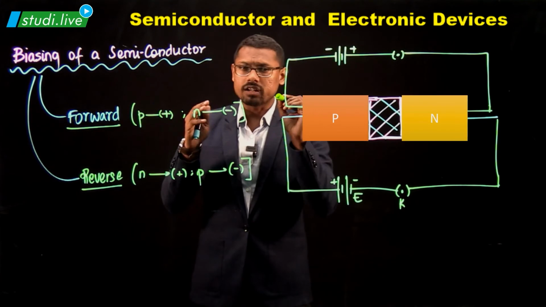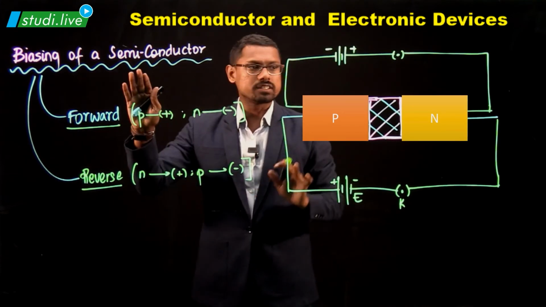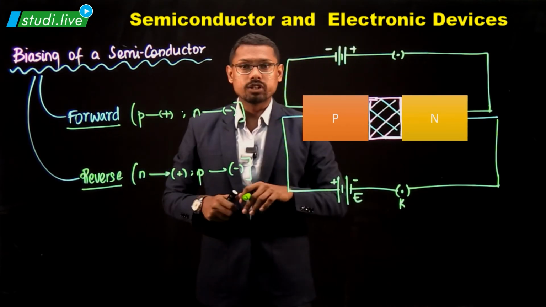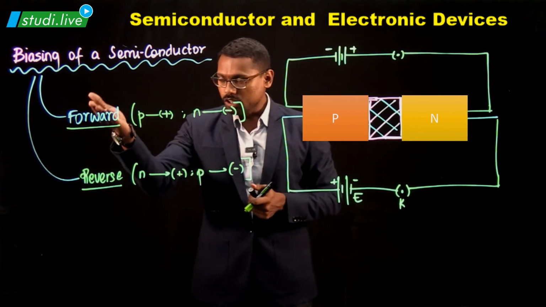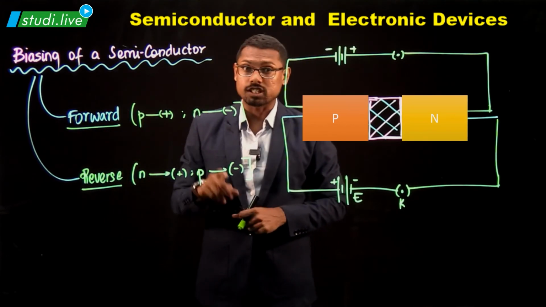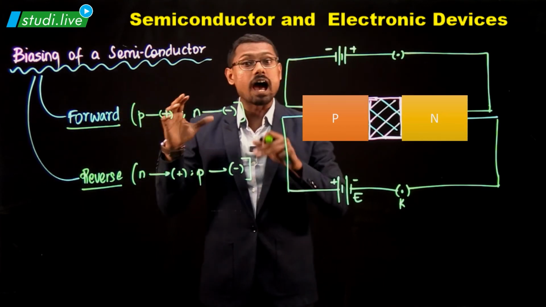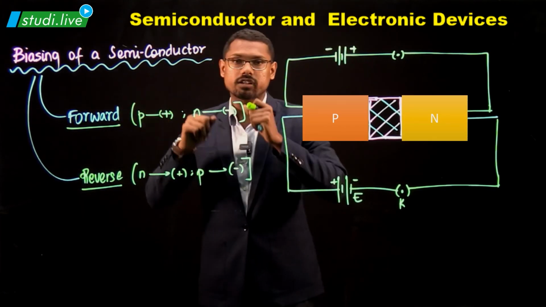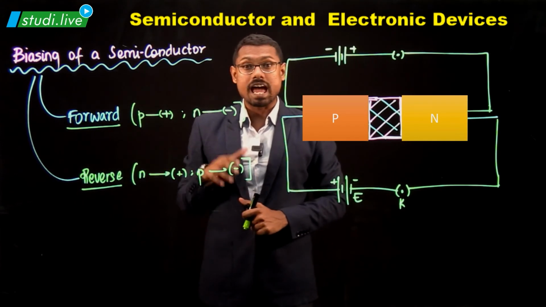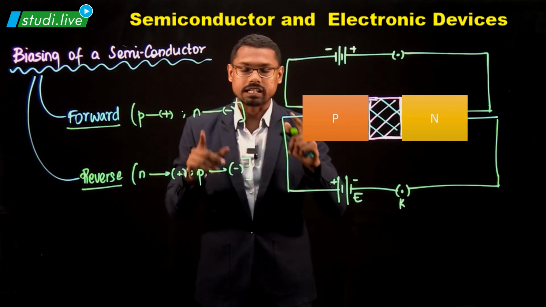So I suppose you have understood what biasing means. Biasing is just connecting a supply to this PN junction. The details are in forward biasing and reverse biasing, but this isn't enough. We are going to learn about forward biasing and its respective graph, also reverse biasing and its respective graph, in our next videos.